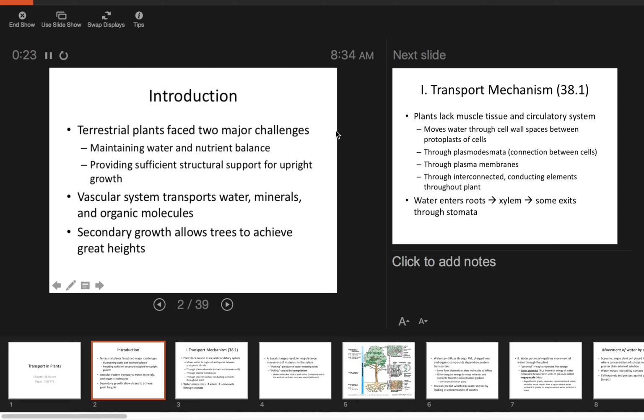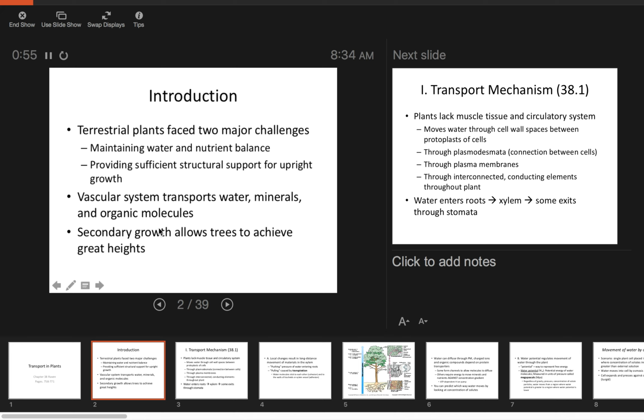With plants that live on land, they kind of have to overcome some challenges. How do they maintain their water as well as their nutrient balance? Because when they were in the water, they had support. Their water gave them buoyancy and support, and they could easily take in water through osmosis. So how does it provide structural support for upright growth? We'll talk about the vascular system in depth here, how water, minerals, and organic molecules move up and down within a plant, and then how some trees go through secondary growth to achieve great heights.